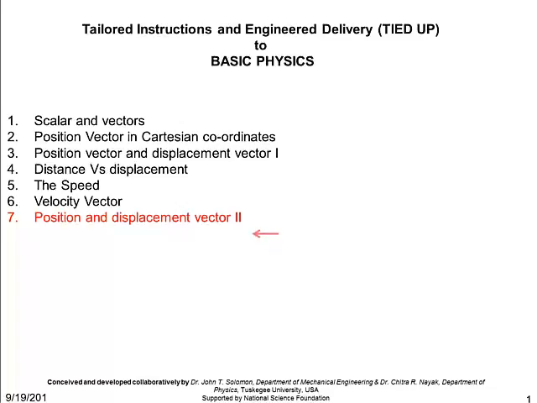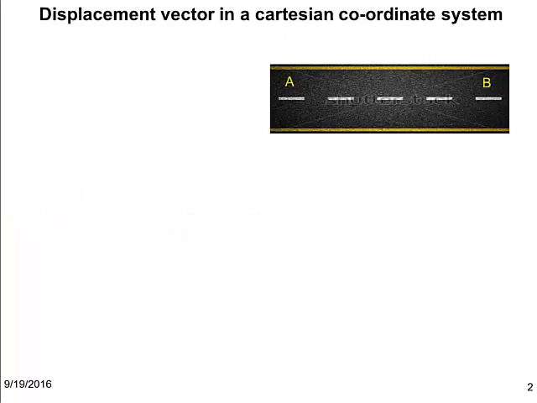In this video, we discuss some interesting features of the position and displacement vectors. Let us begin with representation of displacement vector in the Cartesian coordinate system. To better understand this, imagine that your car is at location A on a highway, and it is moved to a location B in a given time interval.